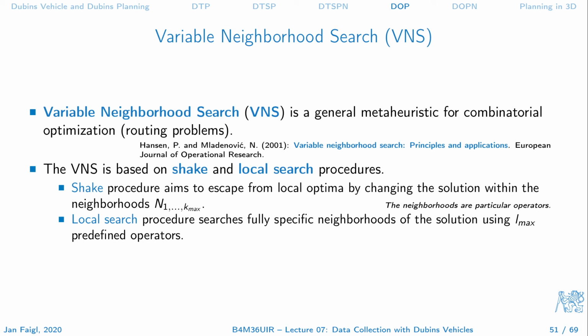And what we actually apply is a variable neighborhood search, which is a general metaheuristic for combinatorial optimization routing problems. We already mentioned that. So there is a shake and local search procedure. This neighborhood is actually the set of solutions that we can create from some incumbent solution by applying some of these operators used in the shake or local search procedure.